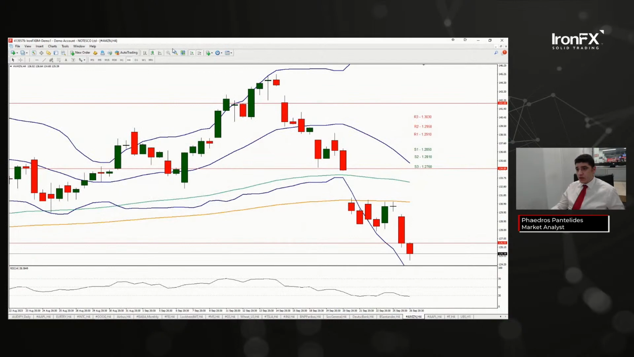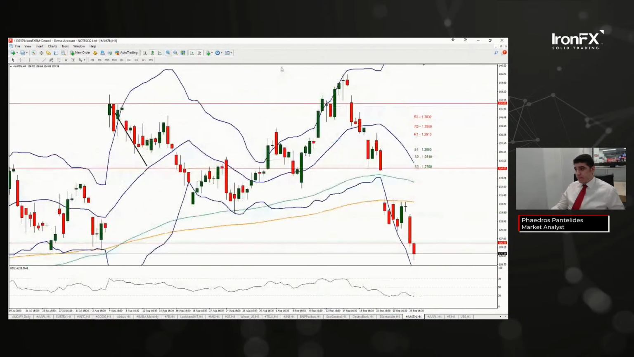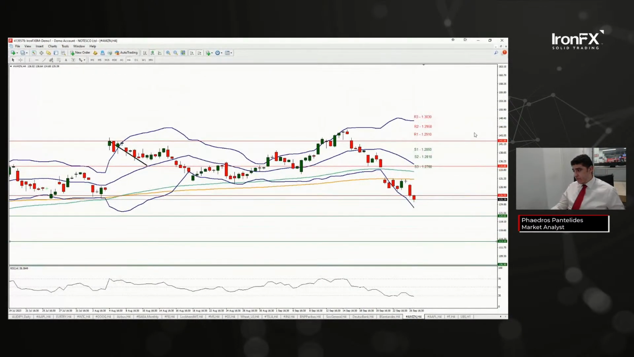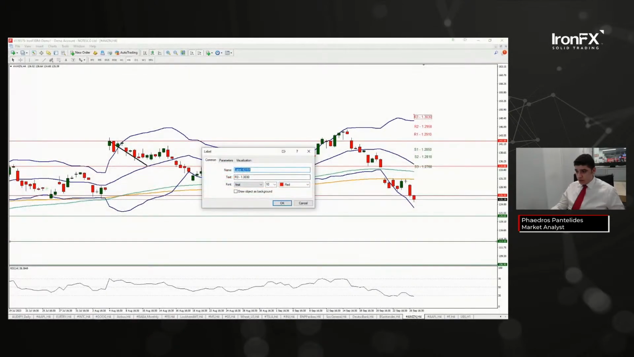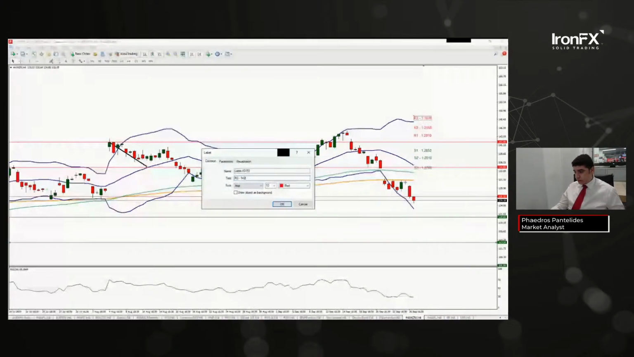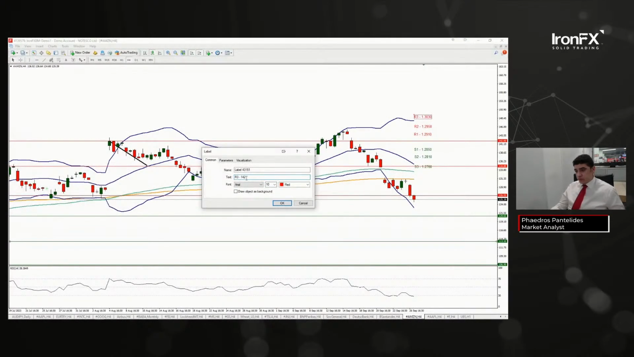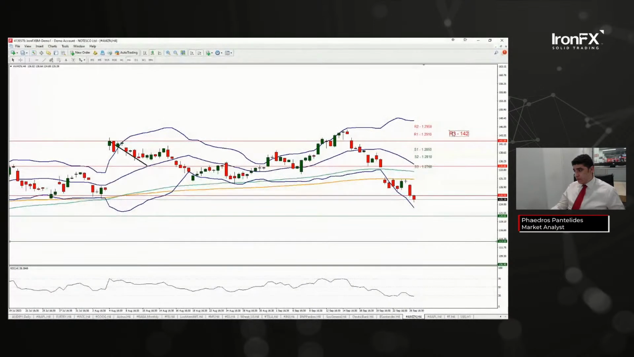So let's just zoom out. We have 142, this slightly bigger, 134.80.